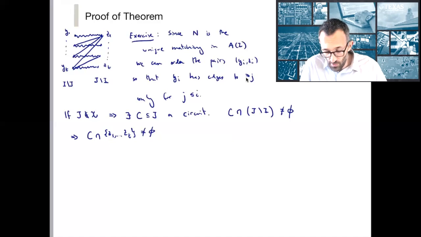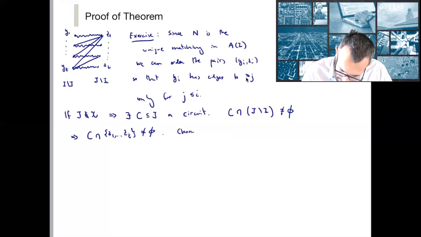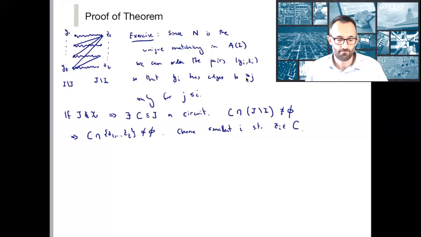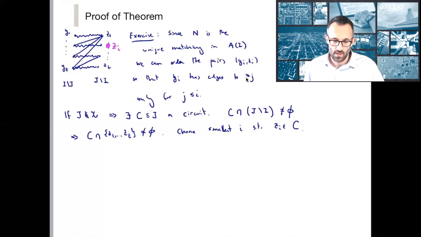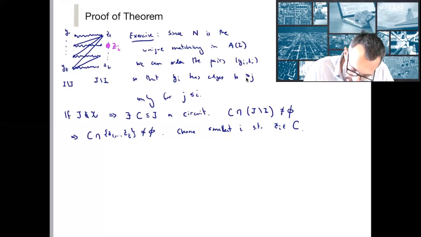So that means that there is a smallest Zi which is also in C. Perhaps not all of them are in C, but at least one of them is in C. So let's choose the smallest index i such that zi is in C. So what do we know? Now let's suppose it is, perhaps it's this one. That would make this equal to yi.